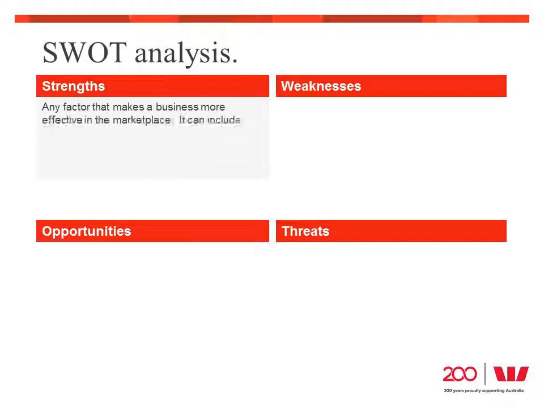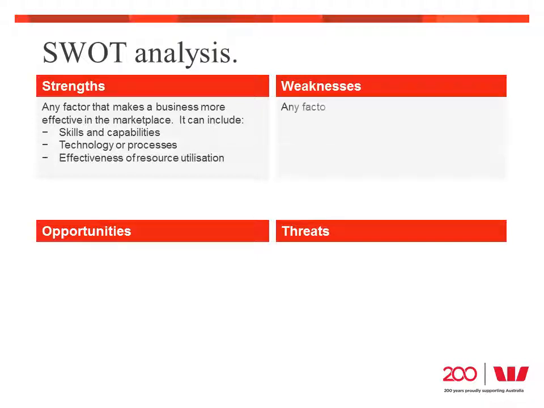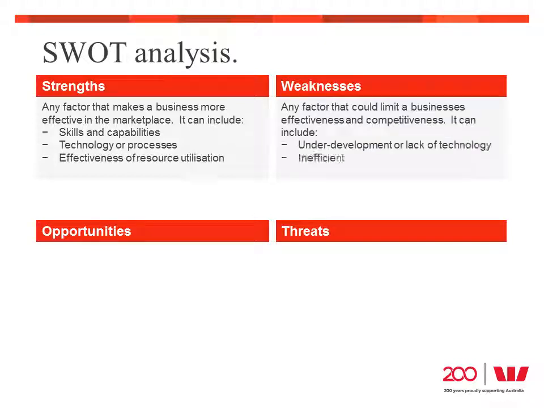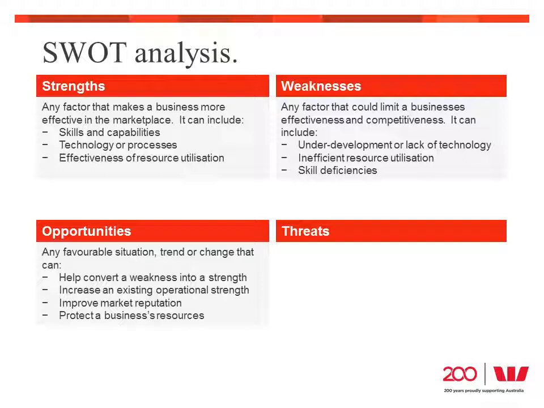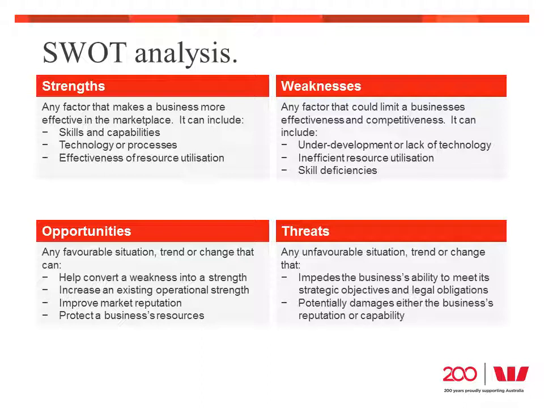Strengths, of course, are those factors that make your business more effective in your market. Weaknesses are those things that can limit a business's effectiveness or competitiveness. Opportunities are favorable situations or trends that can improve the business, while threats are unfavorable situations or trends that can impede or jeopardize the business.